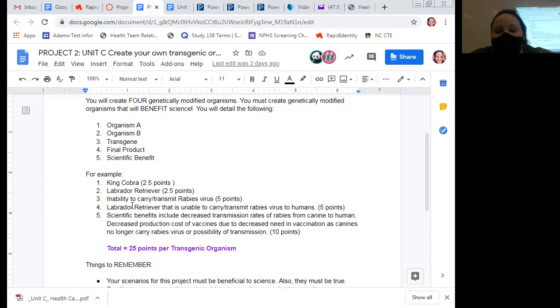So the scientific benefit of a dog that cannot carry rabies is that it includes decreased transmission rates of rabies from canine to humans, and decreased production cost of vaccines due to the decreased need for vaccinations in canines, because they no longer carry and or transmit the virus. So that's a scientific benefit.